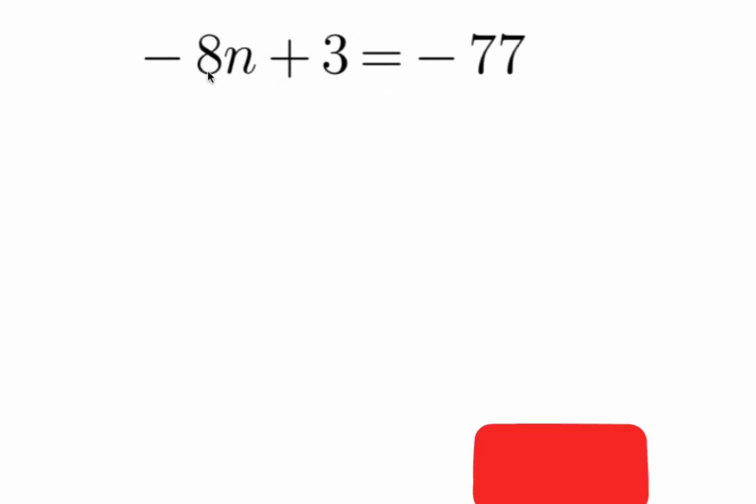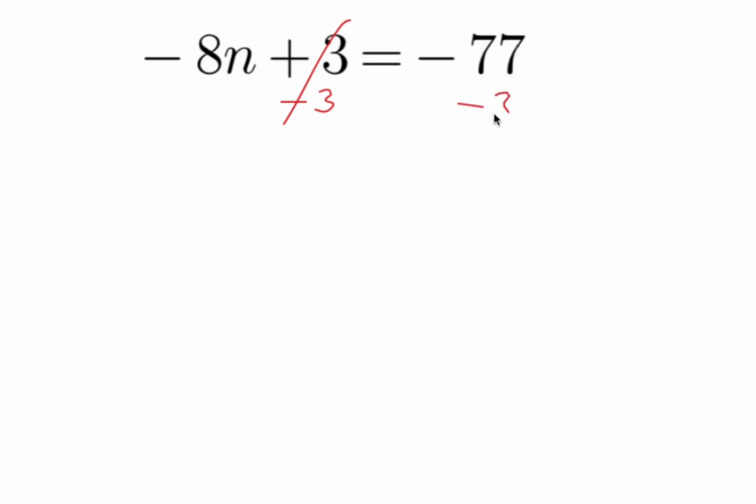Okay. Now here what should we do first? We have to isolate n. So which one do we remove first, minus 8 or plus 3? Think about it like backward of the order of operations. So first add or subtract, then multiply or divide. So first we can subtract, because here positive 3, the opposite is negative. So we can subtract 3 on both sides.